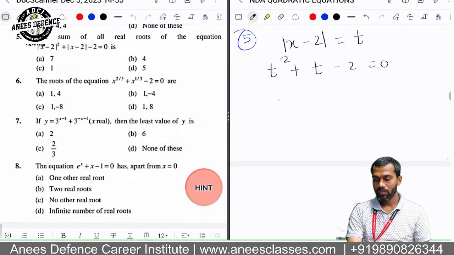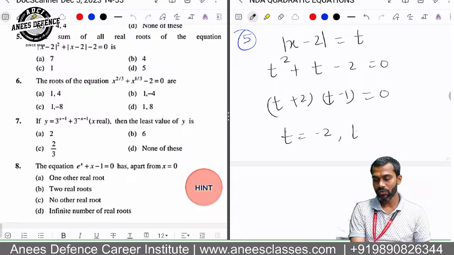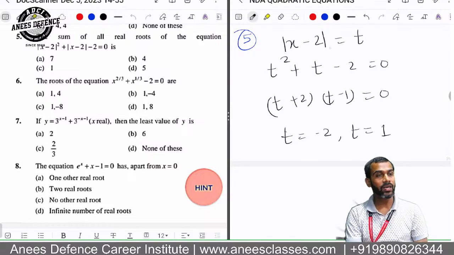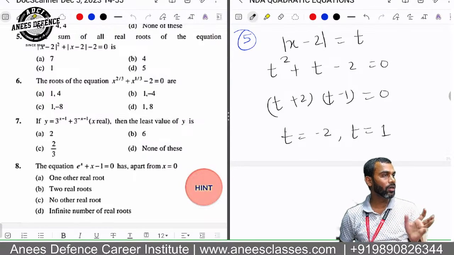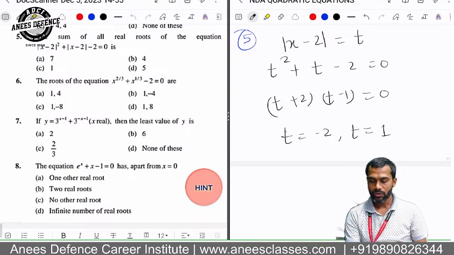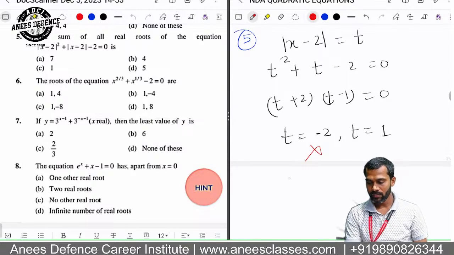Now, can I factorize this? I'm writing it directly, t minus 2 into t plus 2 into t minus 1. Yes or no? So from here, you'll get t is equal to minus 2 and t is equal to 1. Now, if you see, t is mod of something, and mod will not ever return negative values. Yes or no? So we have to discard, tell me, this value of t.